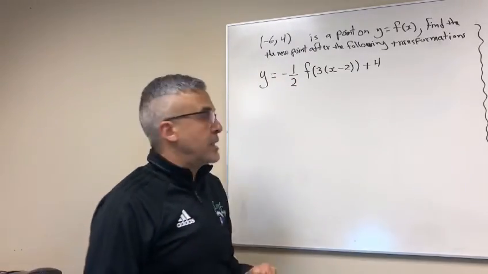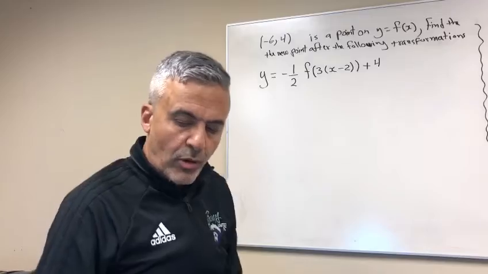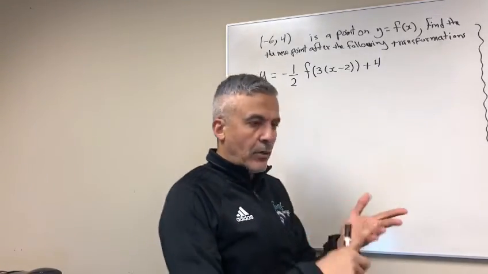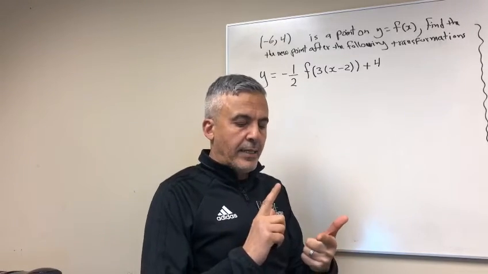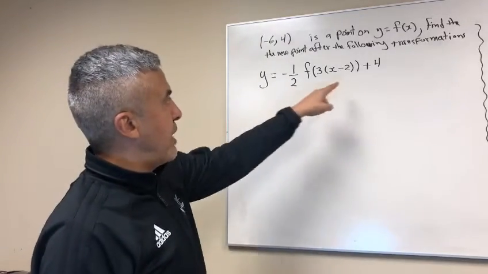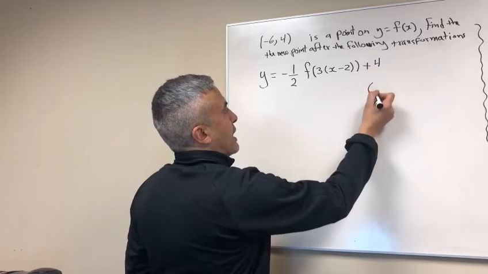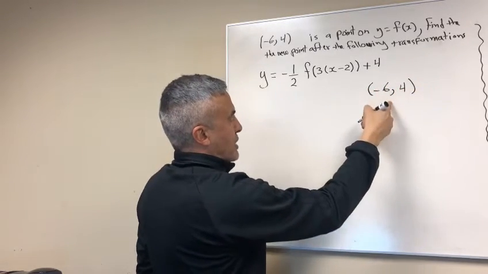So this question is transformations, and when we're doing transformations, remember that you have to do them in the order: expansion and compression first, second is reflections, and last is translations. So if we're looking at this right here, what I usually do, I write my point right here, which is the -6 and 4 that I need to do transformations to it.